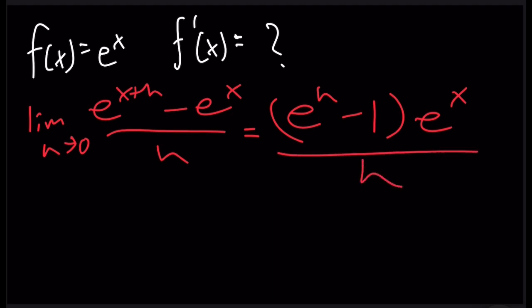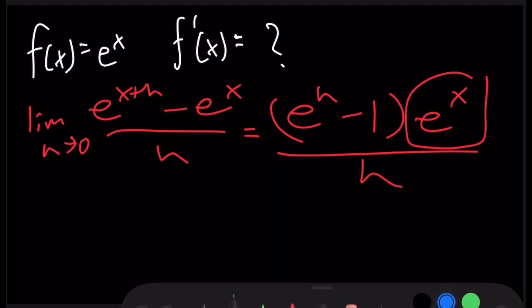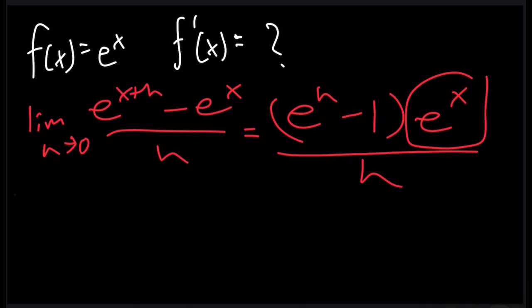And we're going to try to rewrite e to the h minus 1 over h so as to isolate this e to the x term, which is actually going to be our final derivative. To do this, I'll choose a new color. Let's choose blue. I'll set a variable, let's say y, equal to e to the h minus 1. And then h equals the natural log of y plus 1.